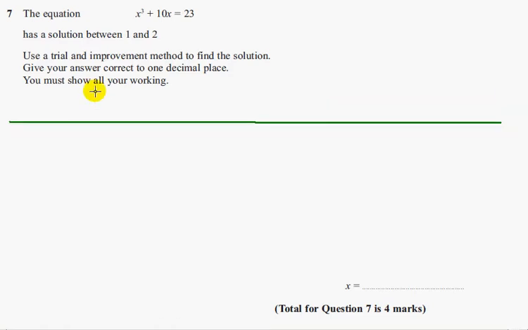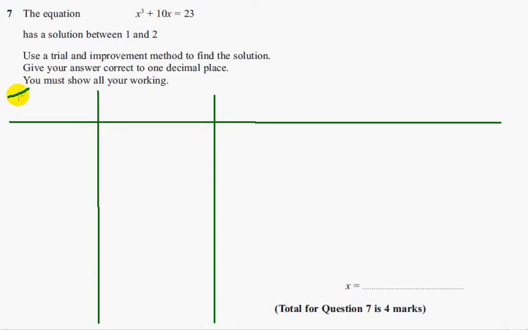So I'm just going to draw a table, and normally it has 3 columns. You have the values of x that you're going to try here, here you're going to have your answer, and at the end column you're going to have a comment saying whether it's too big or too small.